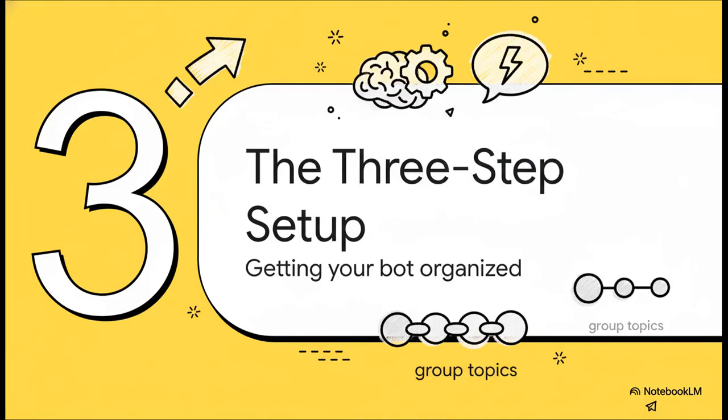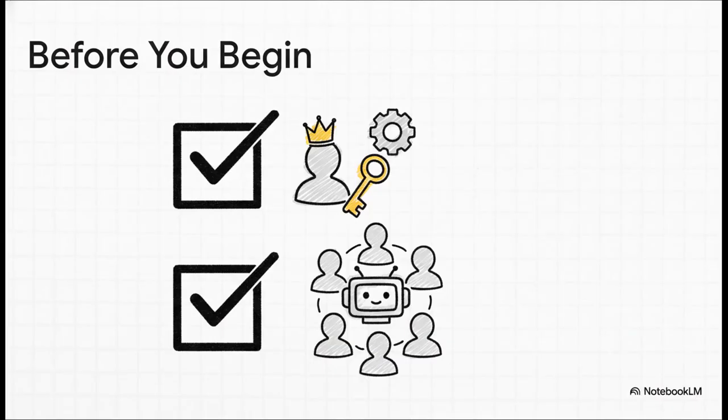Okay, so how do you actually get this thing up and running? Well, the good news is, getting your bot all organized like this is probably way easier than you're thinking. Let's just walk through the big picture, the main 3 steps. But wait, before we jump in, you just need 2 quick things. First, you've got to have admin rights in the Telegram group so you can actually change the settings. And second, your bot obviously needs to be in the group already. Got those 2 things checked off? All right, you're good to go.